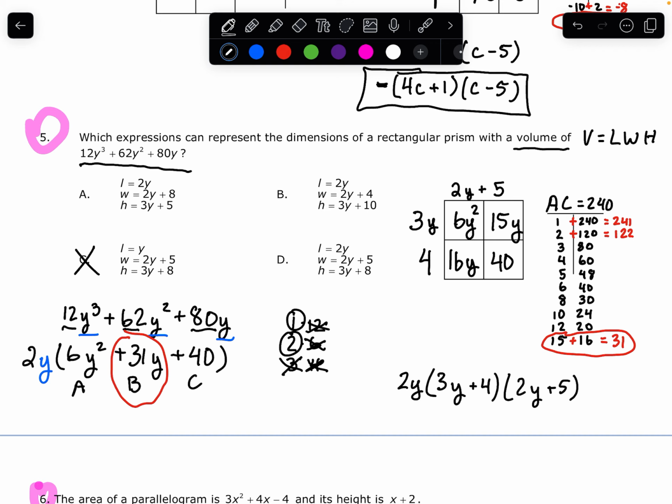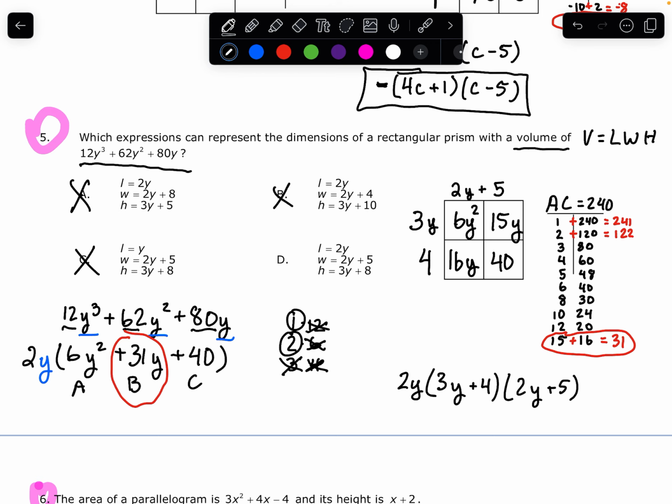Okay. If I look at B, right, it has 2y plus 4, and it has 3y plus 10. That's not really helpful to me, right, because none of those answers are over there. A, 2y is there, 2y plus 8, that's not there in my answer. I have 2y, 2y plus 5, and 3y plus 8.